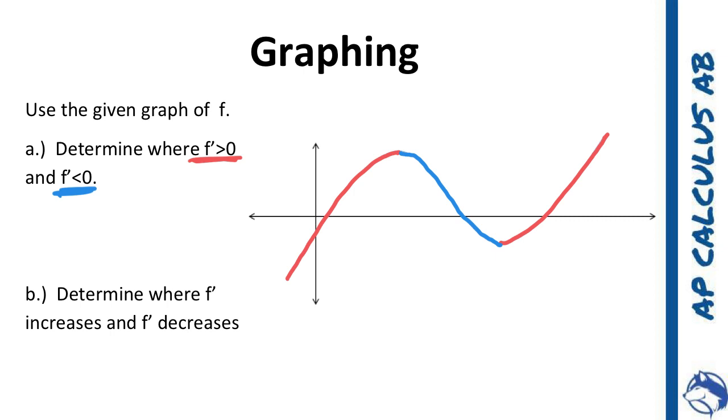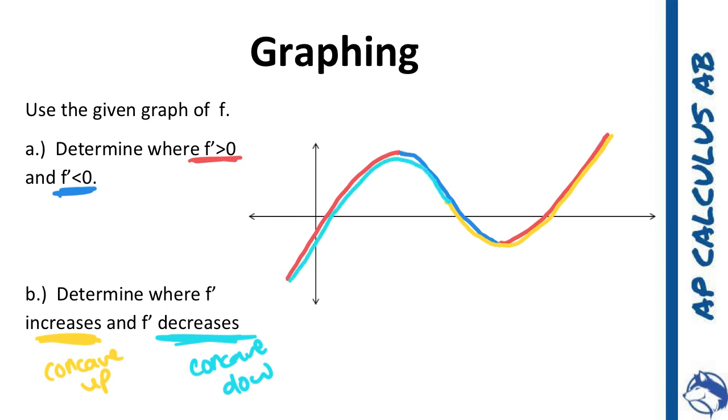Now we're being asked to determine where f prime increases, so I'm going to do increases in yellow, and we're going to do decreases in this light blue. So anytime f prime is increasing, that means that it would be getting bigger and bigger, would be when it's concave up. So think of that as concave up. And concave up occurs from about this point all the way. And when it decreases, this is concave down. So this goes from here all the way to there.